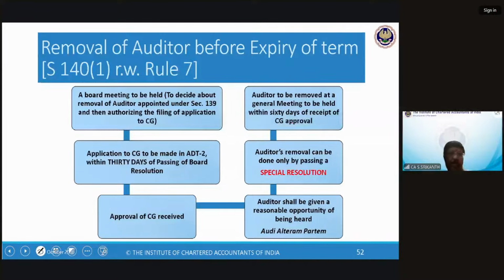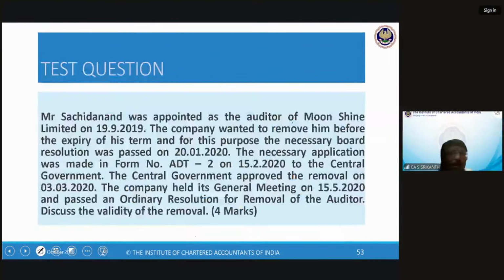Let us say that the company goes to the central government. The central government gives opportunity correctly. Then they pass an order approving. Then within 60 days of receipt of CG approval, you have to remove him by passing a special resolution. Every condition should be satisfied. Okay. With that background, why don't you undertake this question?